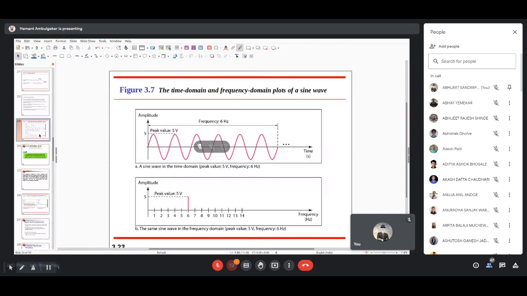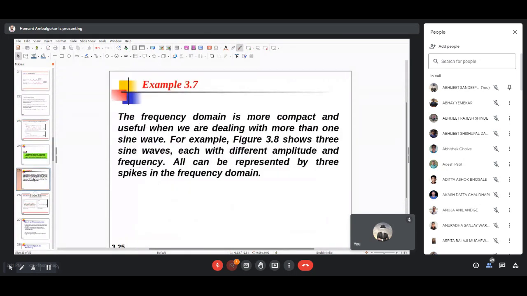As here you can see, there are many amplitudes. Look here, high amplitude, here as well high amplitude. Okay, but here the entire amplitude, all peak values, is represented using a single spike with their maximum peak value. Getting? So now take one more example regarding the frequency domain. I hope you are getting frequency domain.